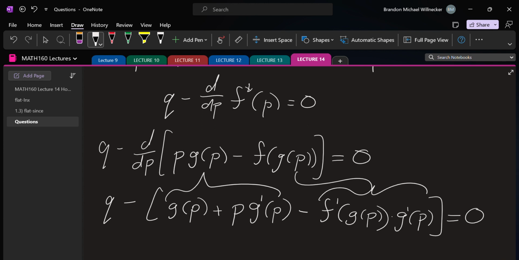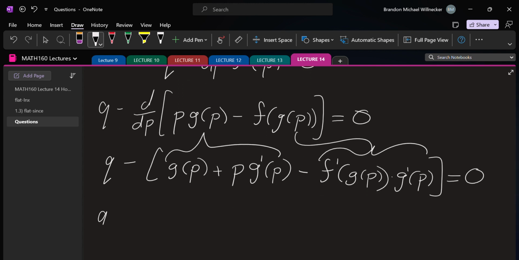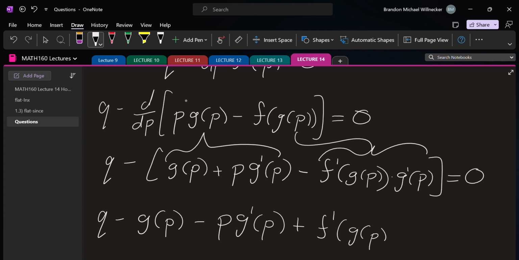Okay, so that came from there with the chain rule. Everyone still with me? Okay. Now I'm going to make a little bit of a simplification here. So that minus inside there, we can distribute that out. So this is going to be Q minus G of P minus P G prime of P plus, and then we have the F prime there. So the minus and the minus, that just makes a plus there.